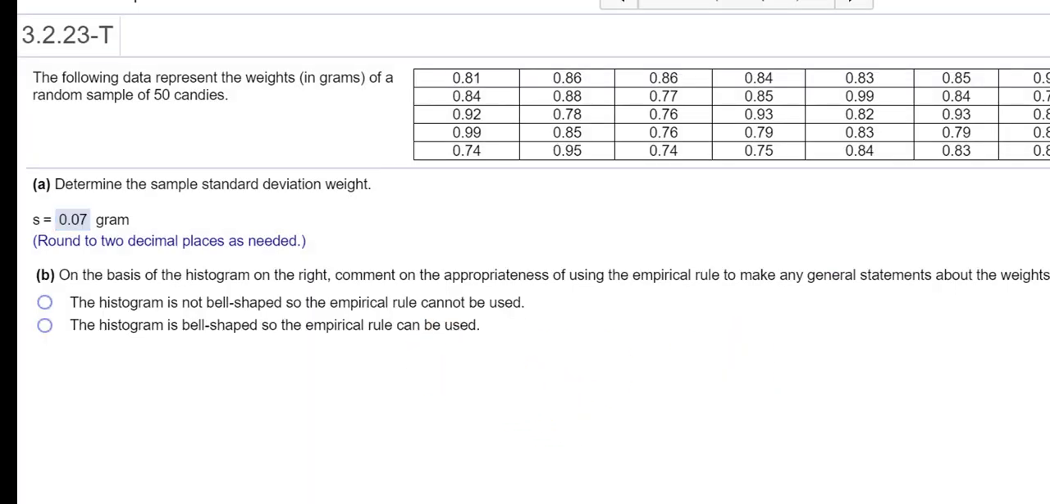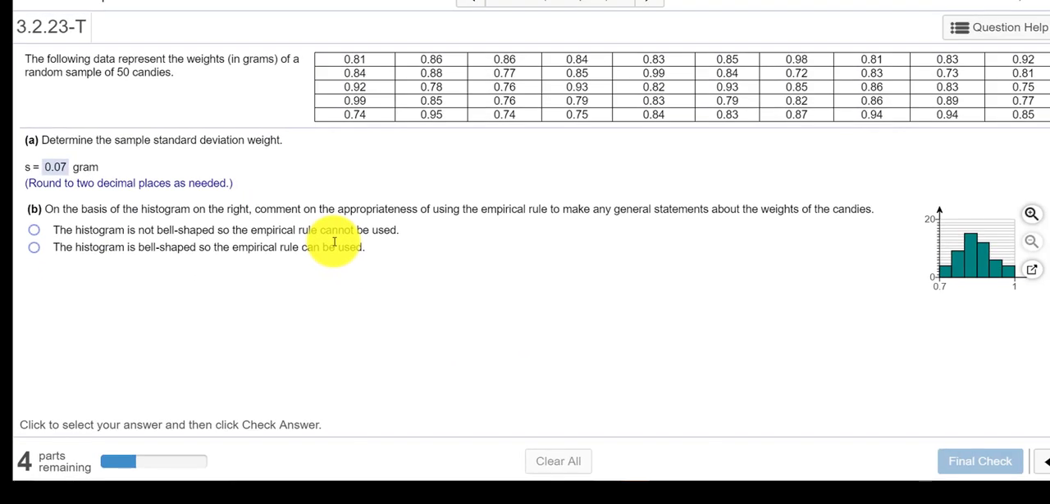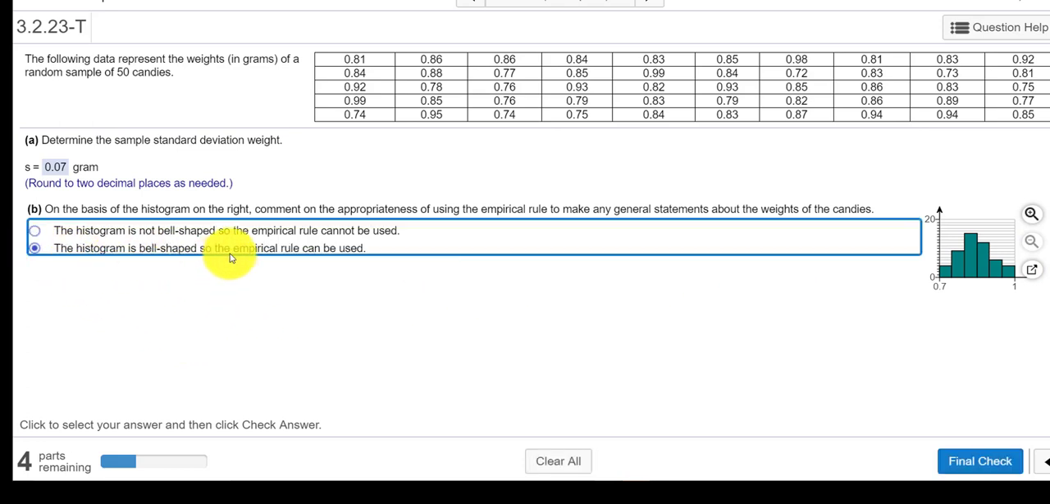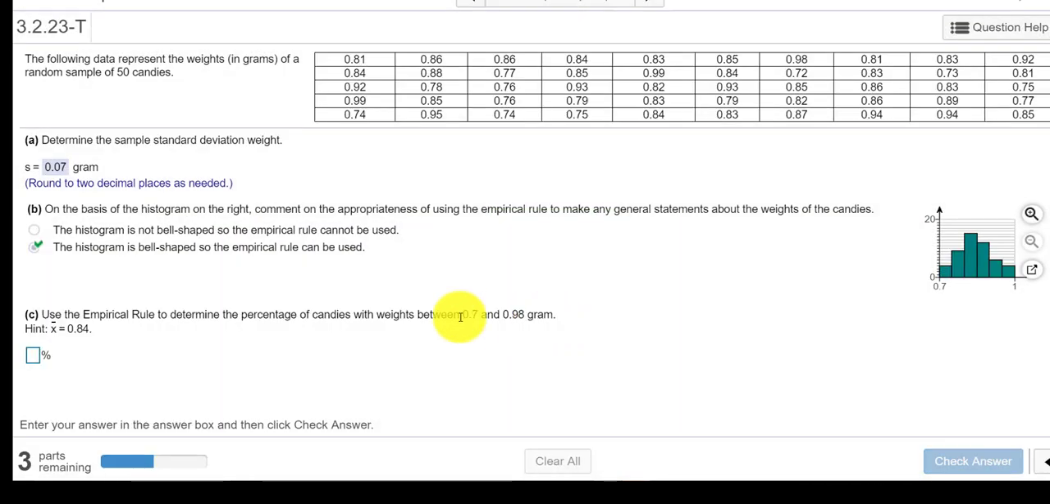Next, we have a histogram on the right, and it asks, can we use the empirical rule to make general statements about the weight? And yes, because this is bell-shaped. We have a standard normal curve. It looks like a bell. We can say the histogram is bell-shaped, so we can indeed use the rule. I checked my answer. Great job.